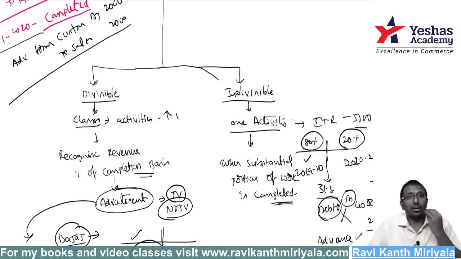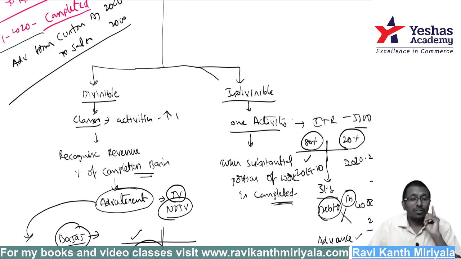Before you debit the debtor account and credit sales, do you have right to collect? Can I ask him? Is he liable to pay me money? Now, do I have right to receive? Does he have the obligation to pay me, check once? Yes, sir, he has to pay me. That means then it must be divisible. If it is divisible, based on percentage completion method, you recognize it.